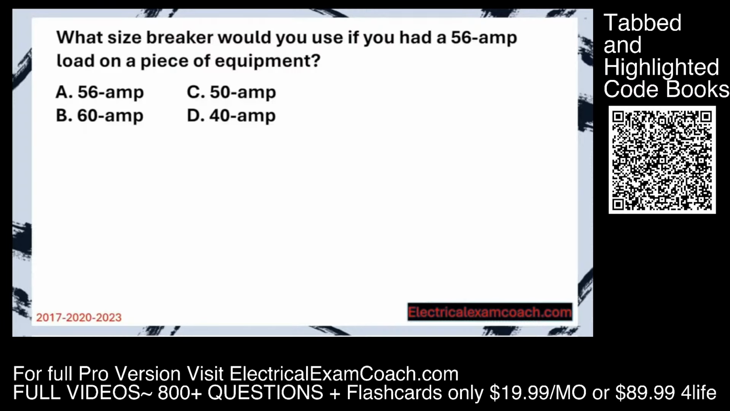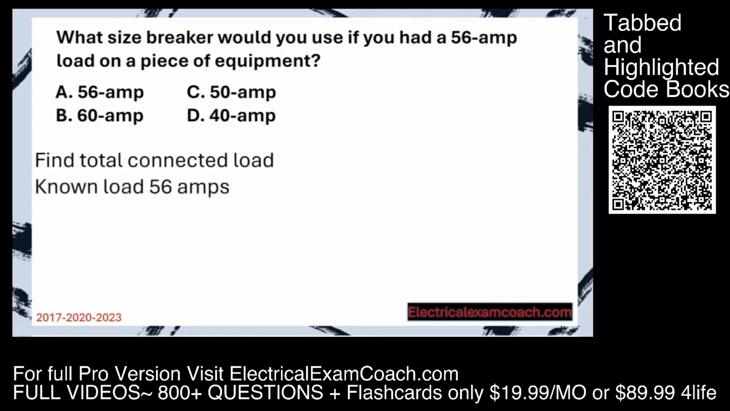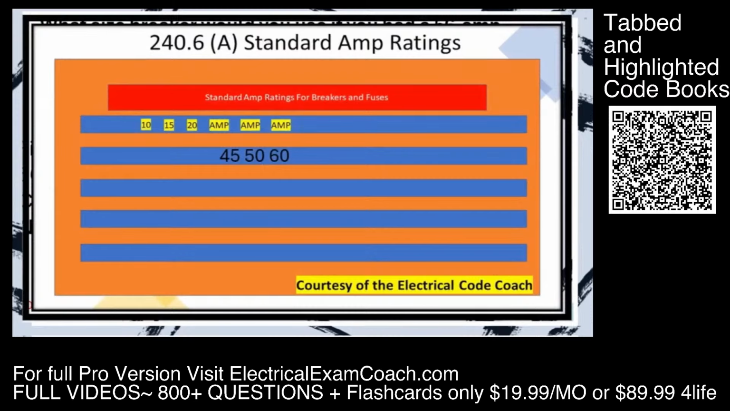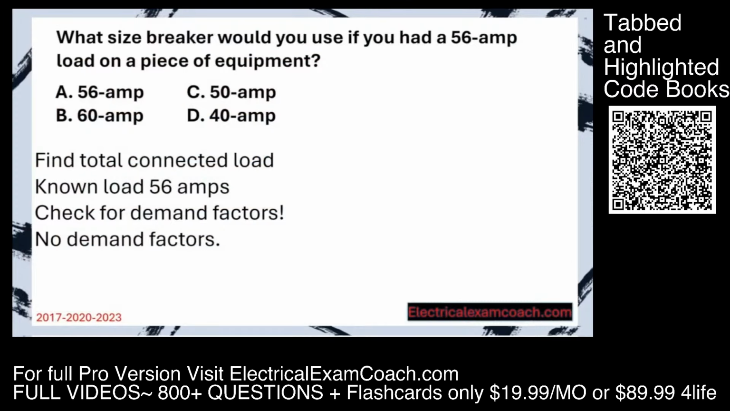Let's get to it. What size breaker would you use if you had a 56 amp load on a piece of equipment? Step 1, find the total connected load. The known load as of right now is 56 amps. Now we check for demand factors. In this case, it doesn't mention that it's a continuous load or it's running for any specific amount of time. It also doesn't call out a specific type of equipment, like a motor or air conditioner compressor, that might lead us to other sections of the code. Therefore, there are no demand factors. We head over to table 240.6(A) and we select the next size up. In this case, we have a 56 amp load, which would lead us to select a 60 amp overcurrent device.